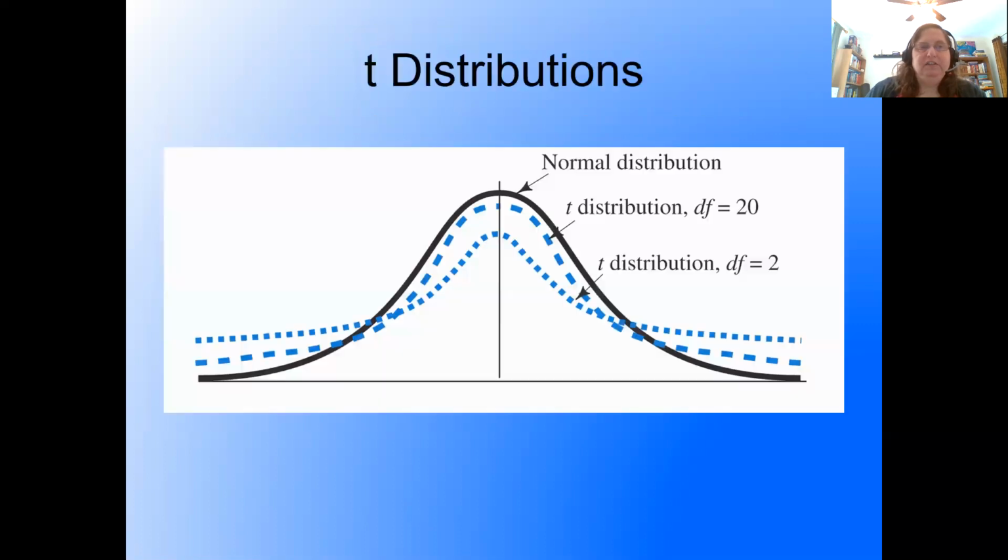All right. So let's look at these t distributions that we were talking about. So in the black filled line, we have the normal distribution. In the blue dashed line with the smaller dashes, we have a t distribution for df equals 2, which means the n only equals 3, right?